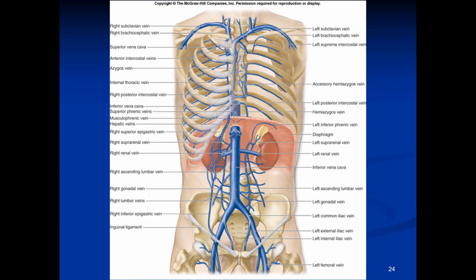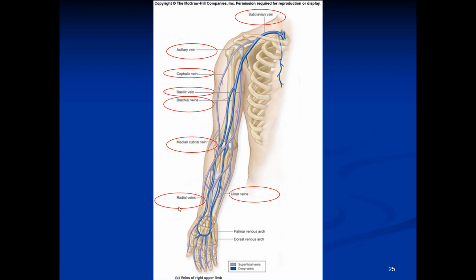So if we look here and kind of see where we're going to end up with this slide. So I'm going to start out on the arm. You can see we have radial veins. We have ulnar veins, just like we had arteries. We have brachial veins coming up. So that was the same as arteries. And then up here, axillary vein, and then subclavian vein. So that's exactly the same as the arteries we just covered. So those are the deep veins, and they're in dark blue in this picture.